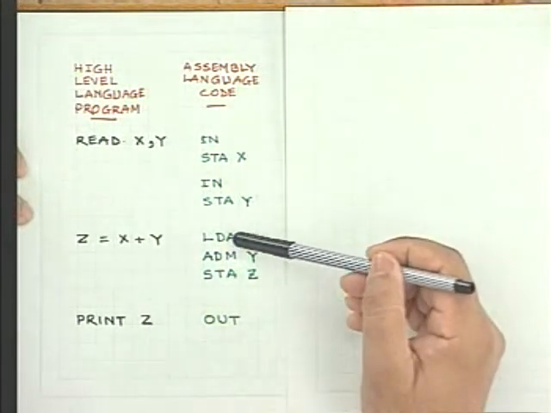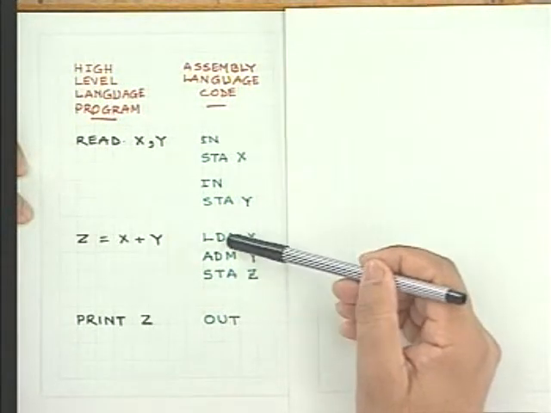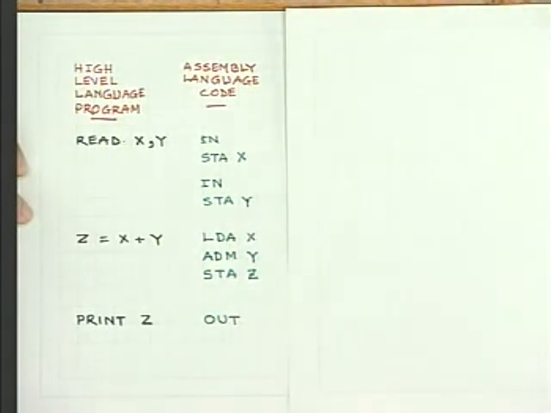Here you see that load accumulator, add memory, store accumulator, all of them are essentially mnemonic instructions. Okay, each has its corresponding machine language version. We come to it. And x, y, z are symbolic variables, names of the variables given symbolically. That means it's a memory location which is represented by the symbol x, y, and z.